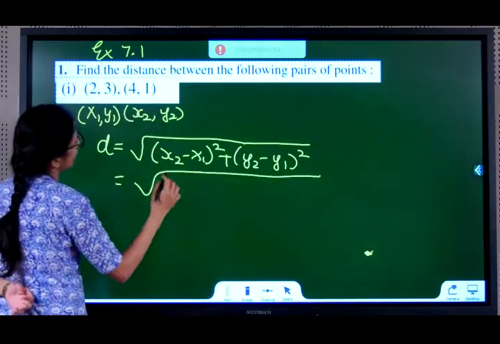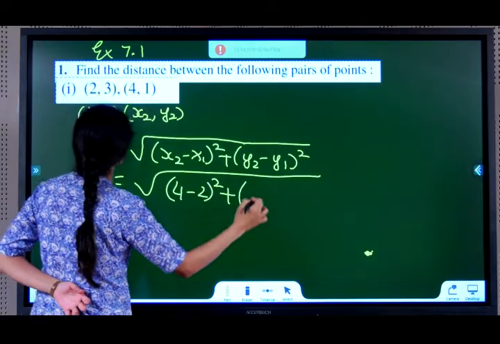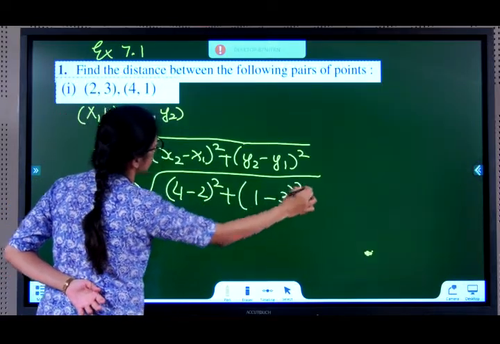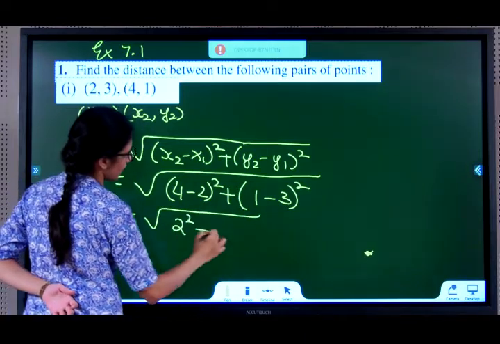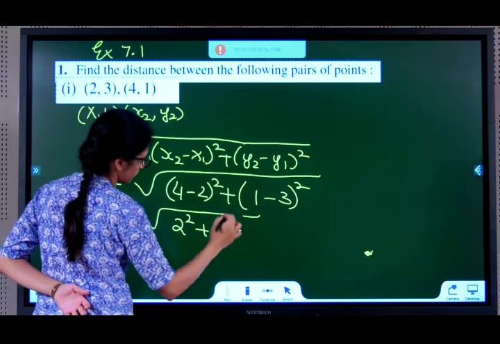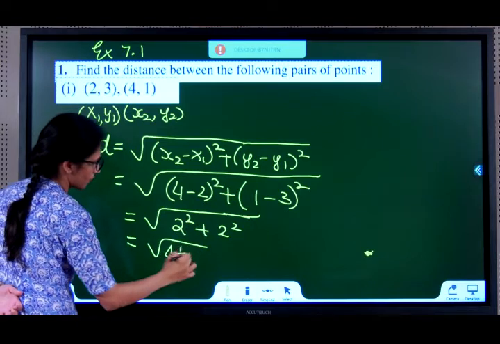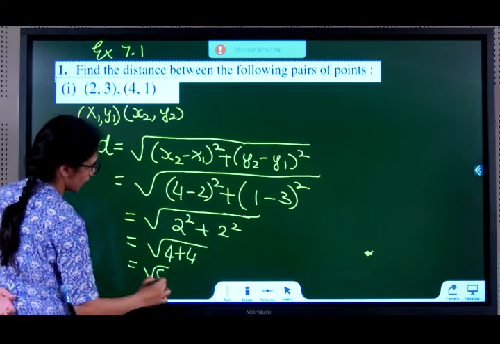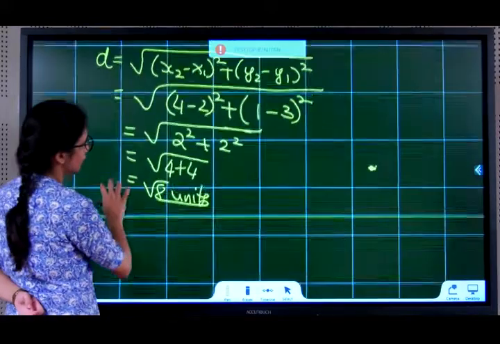Root of (4 minus 2) the whole square plus (1 minus 3) the whole square. Root of 2 square plus 2 square, 4 plus 4, root 8 units. Can we simplify this root 8 a little further?